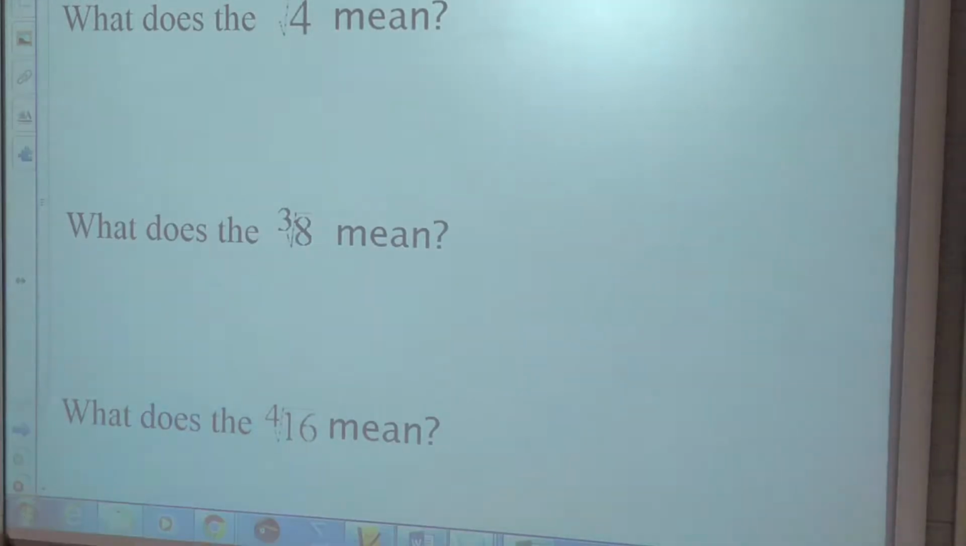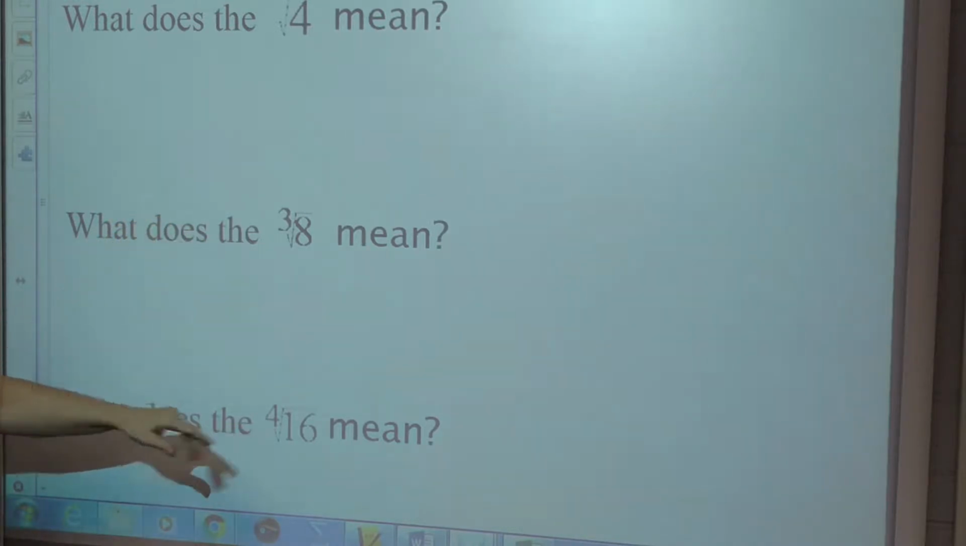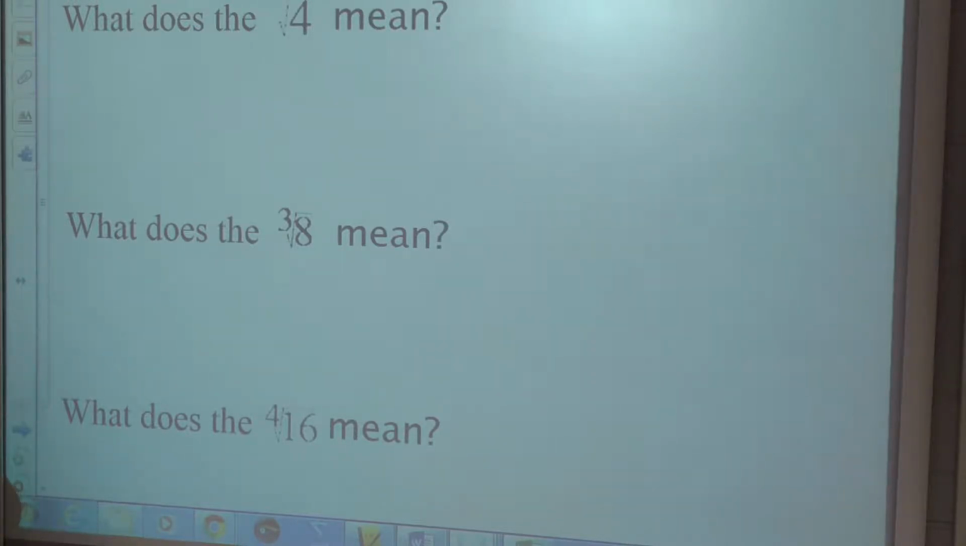Square roots today, but we're actually going to add in higher ordered roots. So we'll have cube roots and fourth roots, and we'll talk about the different meanings there. First thing though, what does it mean if you talk about the square root of 4?